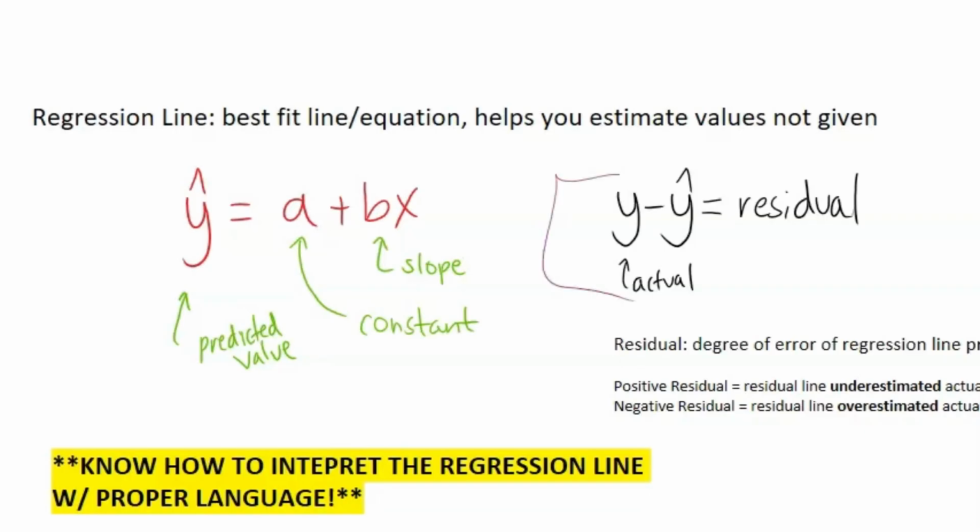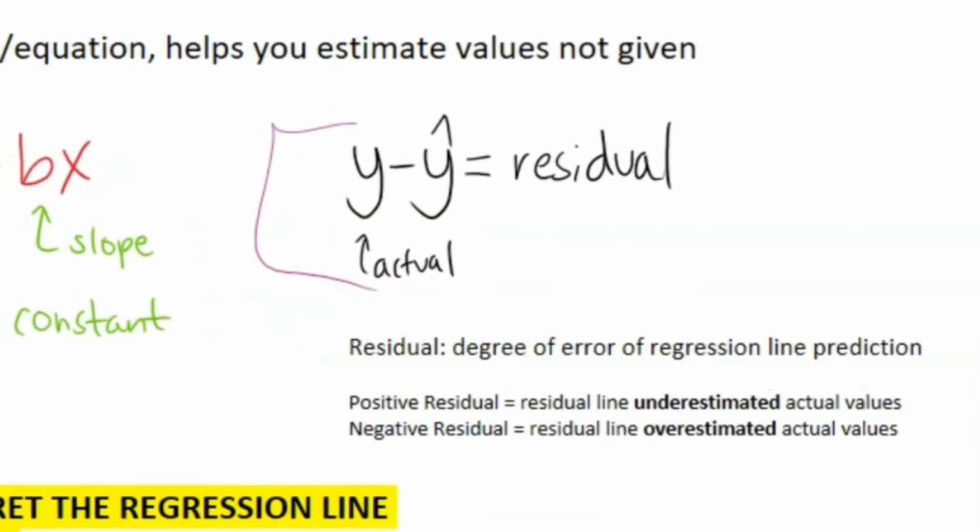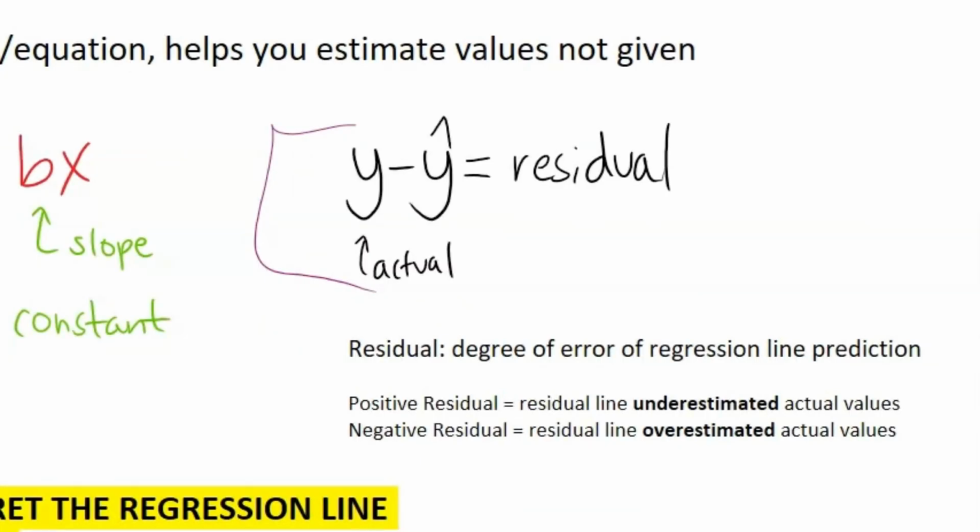Something you probably haven't seen before is your residual. Your residual is just the degree of error of the regression line prediction. So let's say my actual value is 5 and the predicted value is 10. Then you get -5 units as the residual. So that's a negative residual, and negative residuals mean you overestimated, right? You overestimated by 5 in that case. A positive residual would mean that you underestimated the actual value.